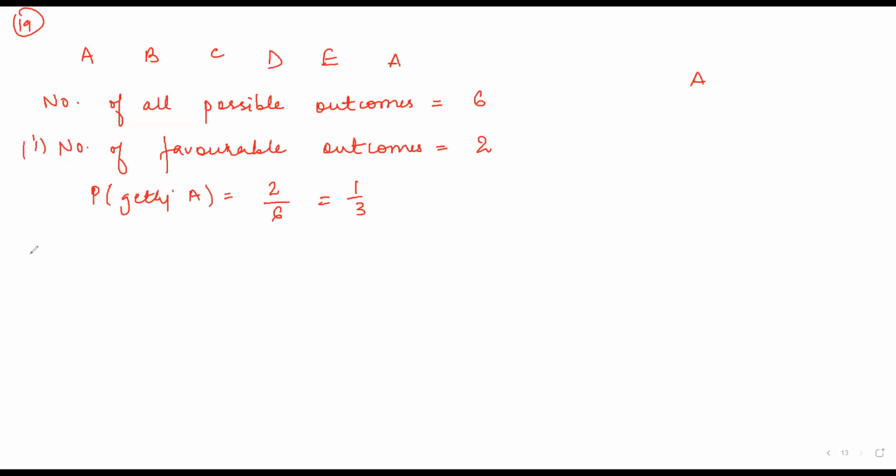This was first part. And second part, you have to find the probability of getting D. So again, write number of favorable outcomes. How many? Only one. There's one D, right? The probability of getting D is 1/6.